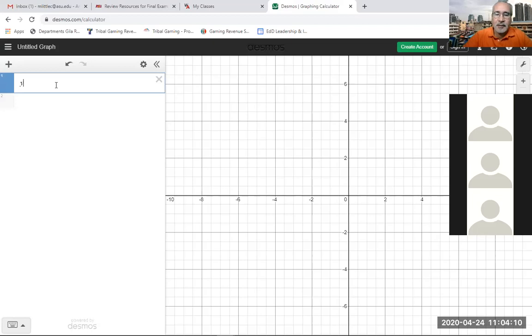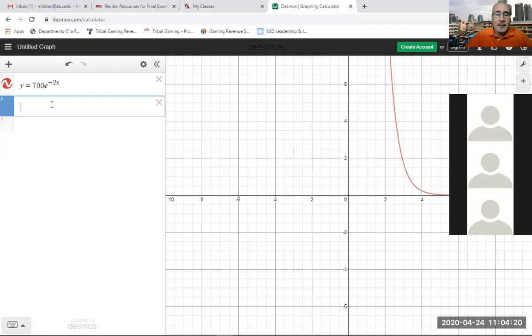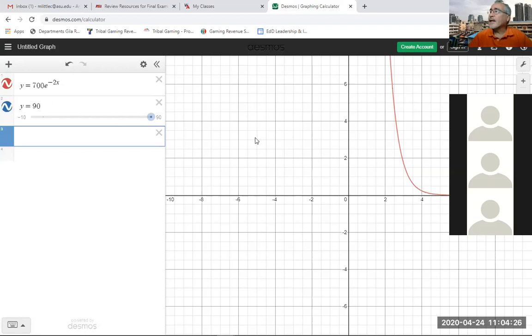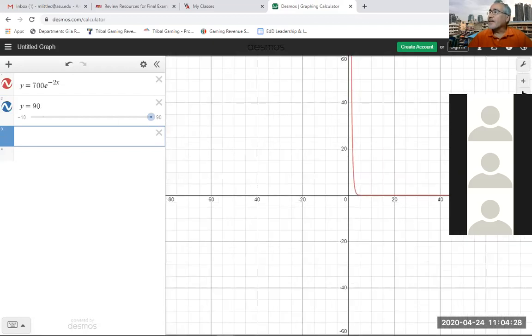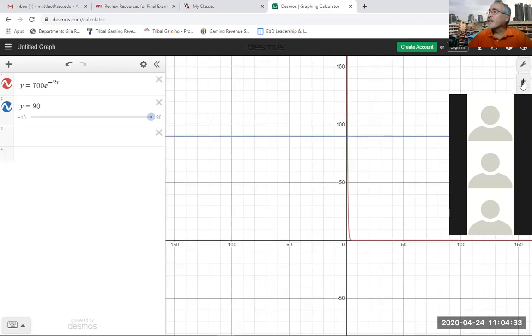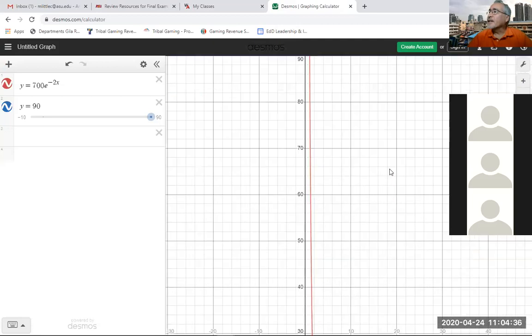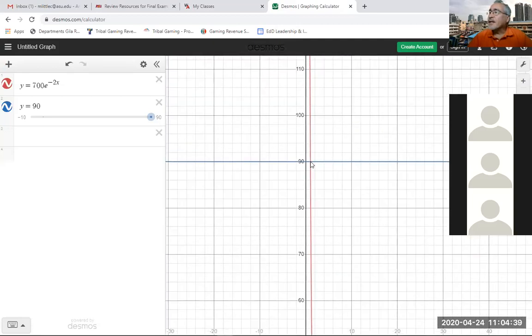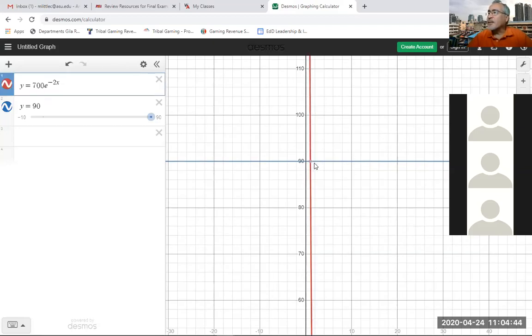Okay, so this was y equals 700 e to the minus 2x. And then the second one will be y equals 90. We're going to have to come out here a little bit. Let's go in a little bit. So we get the intersection point here is 1.026. Again, Desmos doesn't do much, so 3 decimal places, I guess, will just have to do.